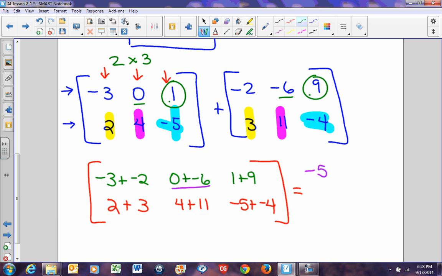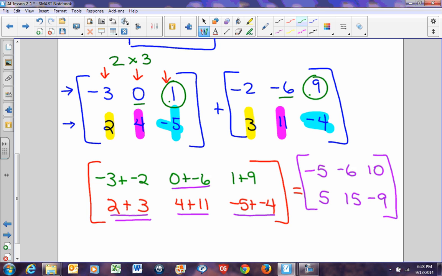0 plus -6 is -6. 1 plus 9 is 10. 2 plus 3 is 5. 4 plus 11 is 15. -5 plus -4 is -9. And of course, we should put the little brackets down. So our final answer for our matrix is -5, -6, 10, 5, 15, -9.